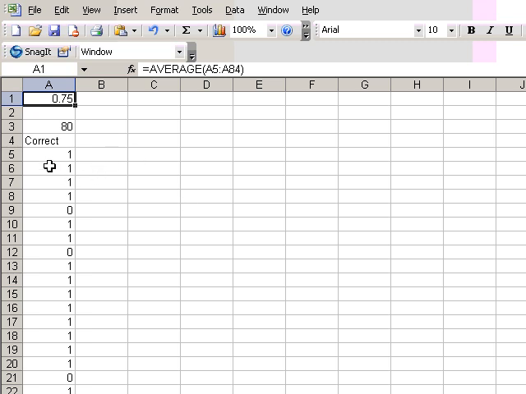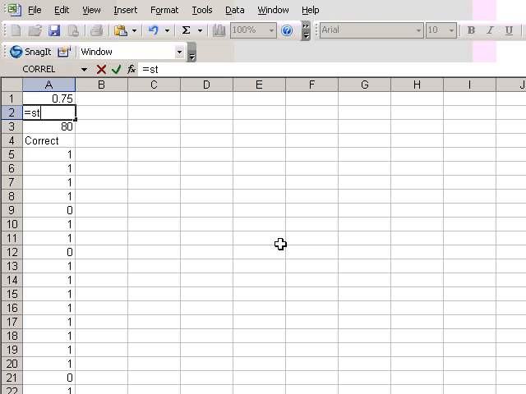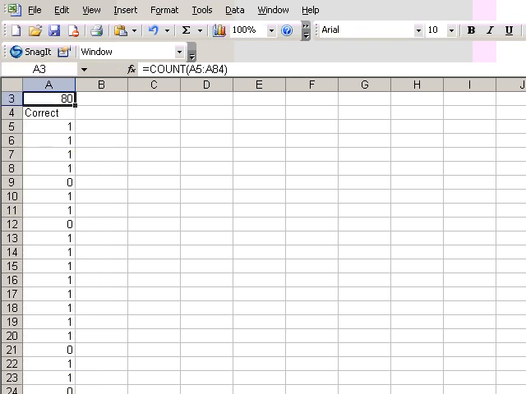Now, if I want the standard error of the number of forms correctly filled out, I can say simply that I want equal STDEV, and I'll make it P because the standard error of a proportion is assumed to be the standard error of a population value, and we'll assume that these 80 forms represent all possible forms. And again, Control-Shift down arrow, and I get a standard deviation of 0.43.